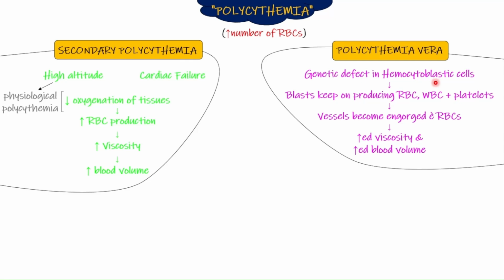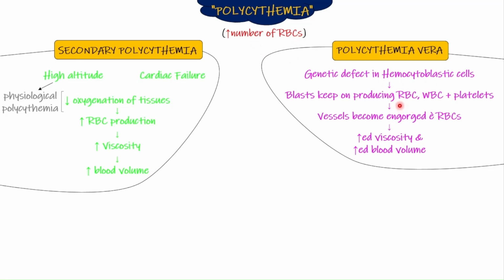Now there is a genetic defect in these hemocytoblastic cells, and these hemocytoblastic cells have gone crazy. So they will multiply way more than the normal level of multiplication. Now, these blasts will keep on producing the red blood cells, the white blood cells, and the platelets. We're just concerned with the red blood cells here, with reference to polycythemia.